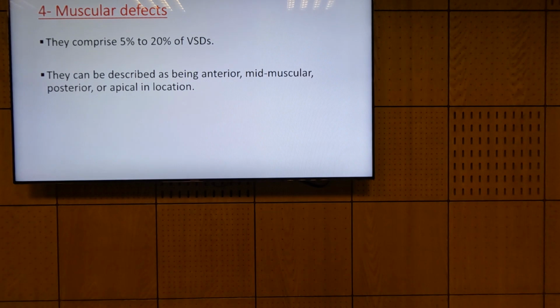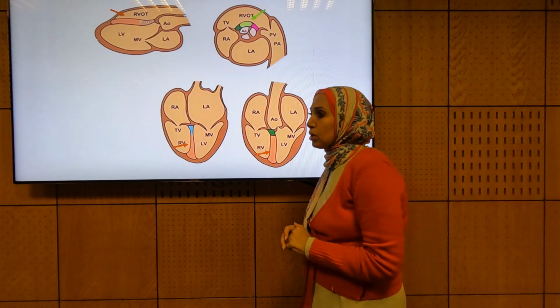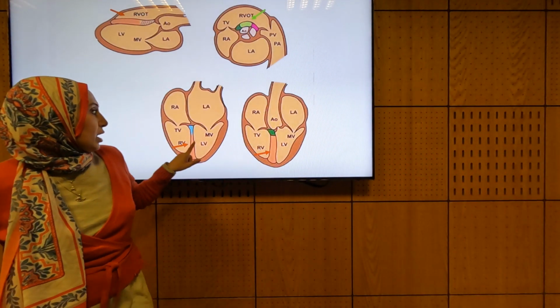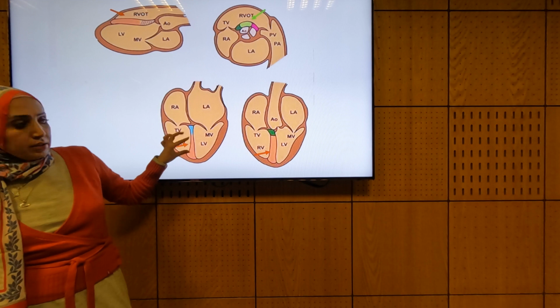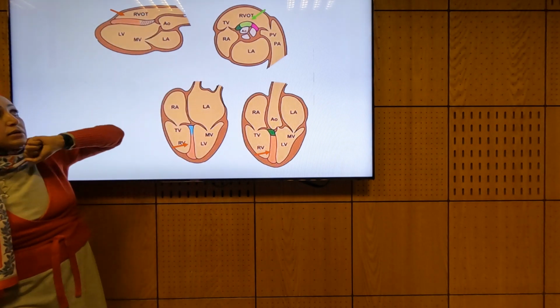Okay, the muscular VSD comprises actually up to 20% of our VSDs. They can be described according to the location: anterior, mid-muscular, posterior, apical. This means that all the rims of the VSD are muscle. Okay. Which views can we use to diagnose the muscular VSD? All the views. Here we have a VSD, this one, and it could be here, and it could be here.